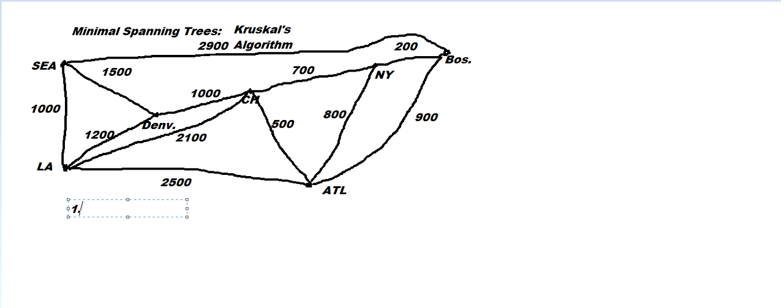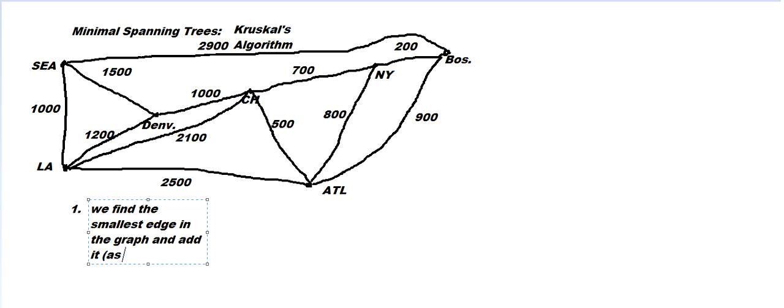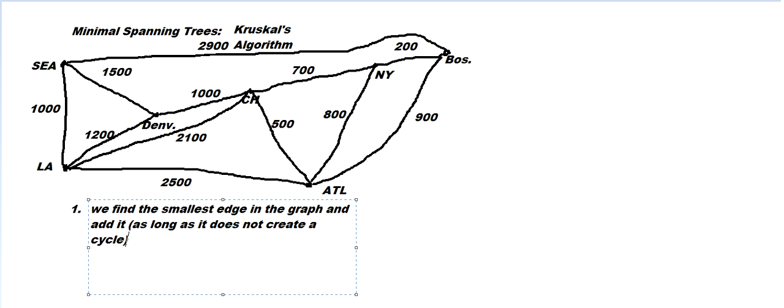But for Kruskal's, we're just looking at the edges now. We find the smallest edge in the graph and add it as long as it does not create a cycle. So we're just looking at the smallest edge anywhere in the graph and add it to our minimal spanning tree, and as long as we add it in a way that we don't add cycles, that will give us the minimal spanning tree.